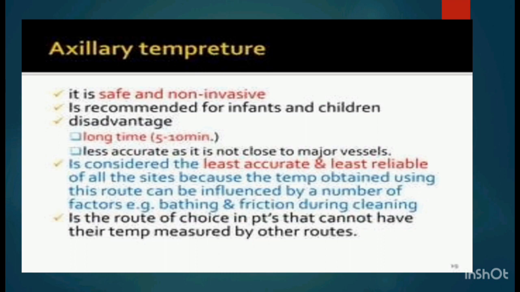So next is axillary temperature. Axillary temperature is safe and non-invasive. It is recommended for infants and children. Some disadvantages: it takes a long time, more than 5 to 10 minutes. Less accurate as it is not close to major vessels. It is considered the least accurate or least reliable of all the sites because the temperature obtained using this route can be influenced by a number of factors, that is bathing and friction during cleaning. It is the route of choice in patients that cannot have their temperature measured by the other routes.